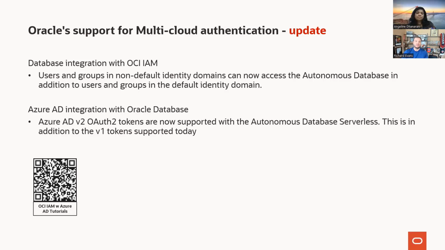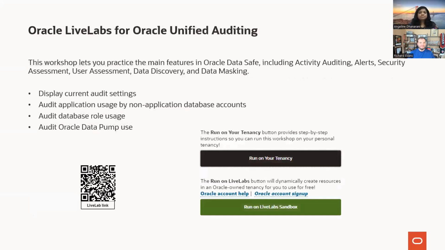If you're using Azure Active Directory, you can integrate with Oracle Database, and Azure AD version 2 OAuth 2 tokens are now supported. So you can do either the V1 tokens, which have been supported for a year and a half now, or you can do those V2 tokens there too. So that QR code will take you to an OCI IAM with Azure AD tutorial. Okay, so you can kind of get your hands on that if that's what you're looking to do. If you're doing this or you want to do this, feel free to reach out. I'll put you in touch with Alan. He's always interested to understand how customers are doing this integration or want to accomplish this integration.